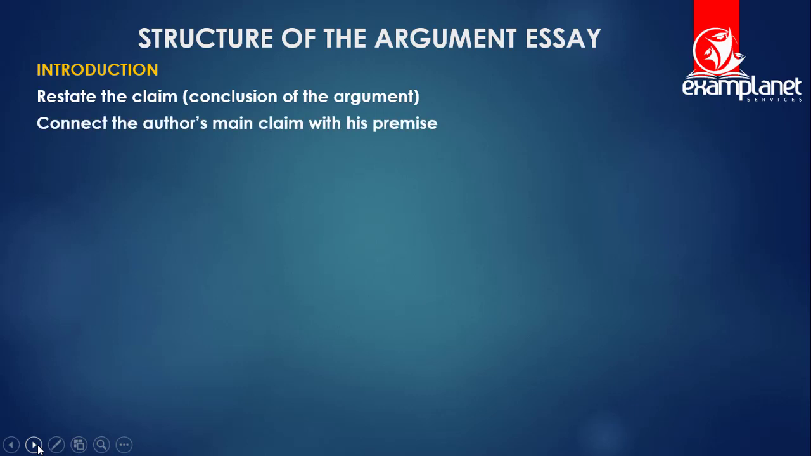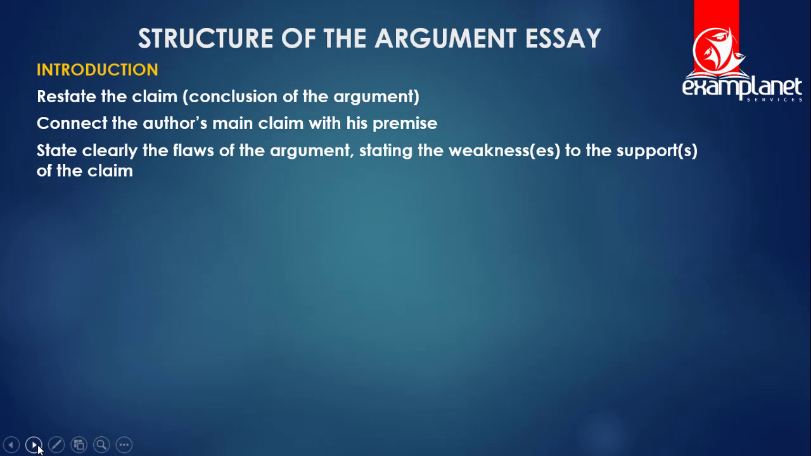Next, connect the author's main claim with his premise. Now, what's the basis of that claim? What are the author's considerations in the direction of that claim? This is what you're going to put down. Then you state clearly the flaws of the argument. Mind you, the flaws of the argument will be the points that you're going to pick on in order to find out how weak the argument is. So you're going to be stating the weaknesses in the support of the claim.